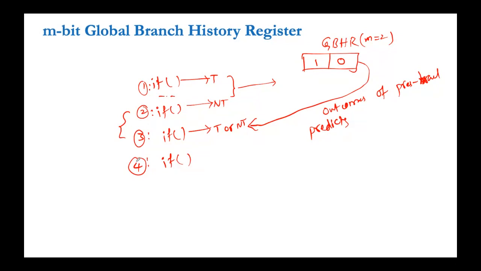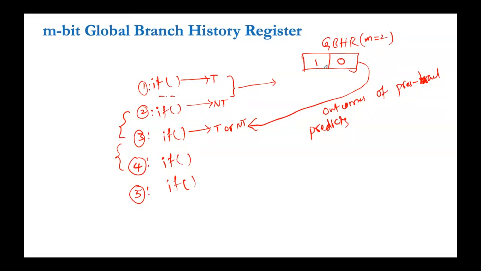Because we are taking only m equal to 2, meaning the previous two branches will be taken, if there is a fifth branch, then for its prediction of whether it will be taken or not, we consider the previous two branches, 3 and 4. So that is one thing.